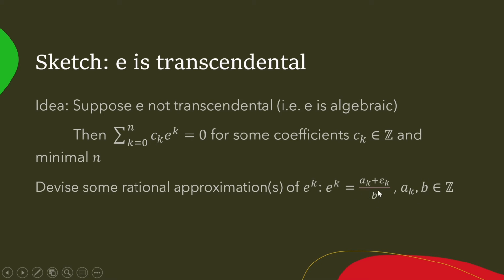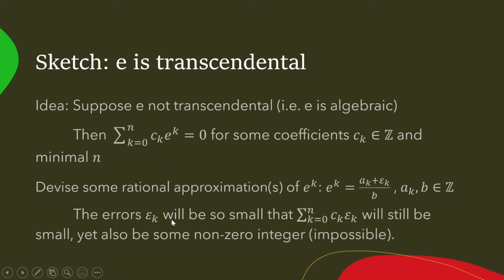And so this is the rational part plus some compensating extra part to get us all the way to the true value of e to the power k. And when you plug this representation of e to the power k into this polynomial, what's going to happen is that a part of the polynomial is going to become the sum k equals 0 to n of c sub k times the epsilon sub k's.